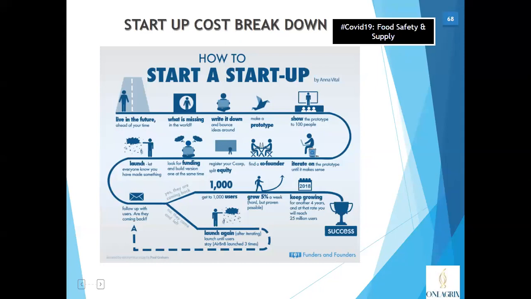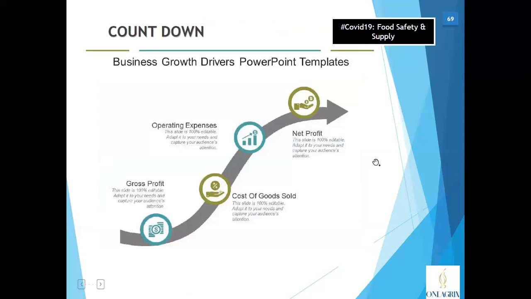So this is a typical circle. Every business has its own circle, its own cost breakdown circle. You understand? So now, this is what I call the financial plan. These are the things you should be looking out for: your gross profit, your costs, the cost of goods sold, your operational expenses before you now talk about your net profit. These are the things you should look out for.